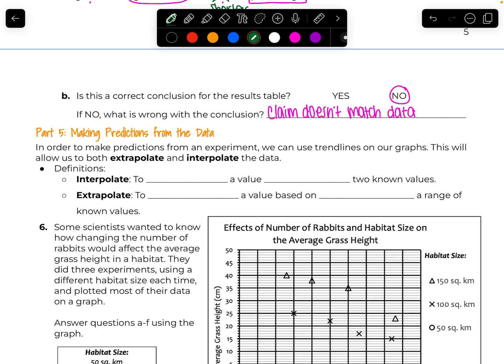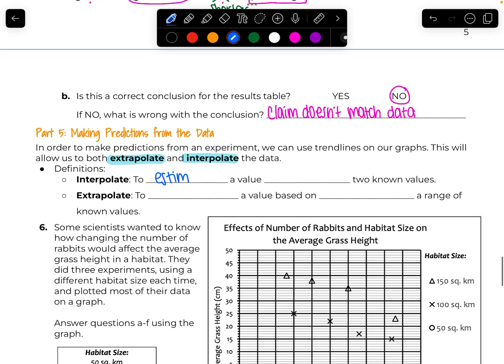So the last thing that we would do from a scientific experiment is make predictions from our data. And this is where these two words that I talked about earlier come into play. Extrapolate and interpolate. These are really key for when we are using data in graphs. To interpolate a value means to estimate a value that's between two known variables. Hopefully this makes sense because the prefix inter really means between, right? So inter is between.